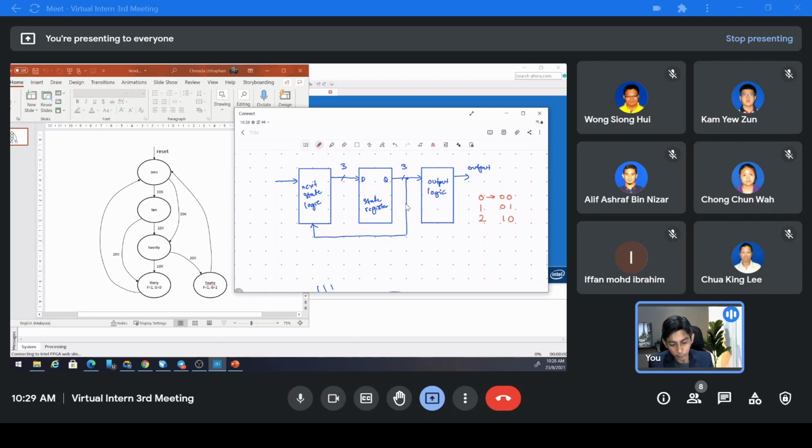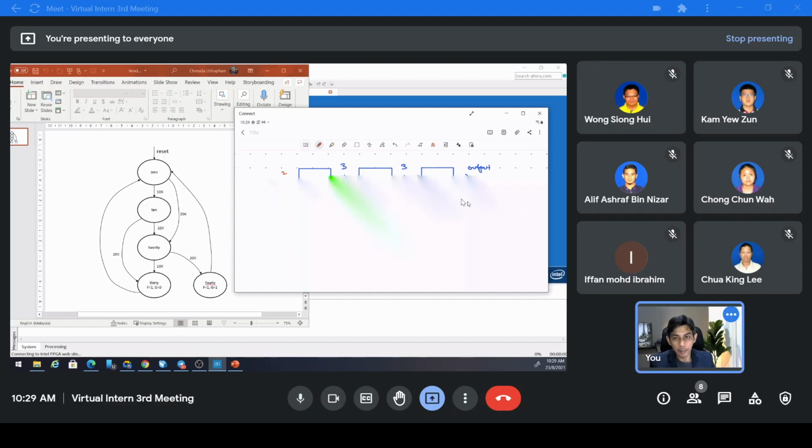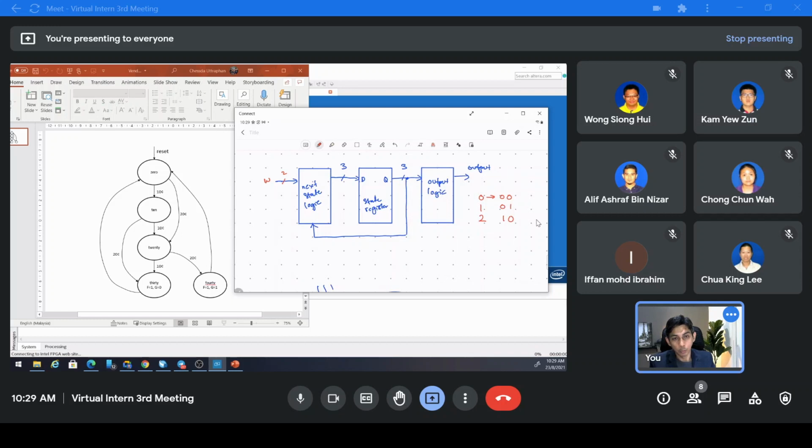So in our case, the input here must be 2-bit. Yeah. And let's name this as W, which represents the amount of money or coin that we insert into the machine. Yeah? So if 0, 0 means that no input. If 0, 1 means 10 cent. 1, 0, 20 cent. So we have 20 cent only, right? No 50 cent in our case. Okay, so that is done.